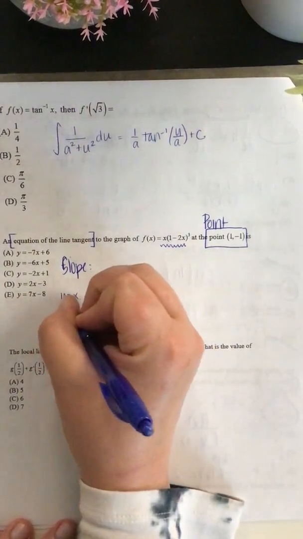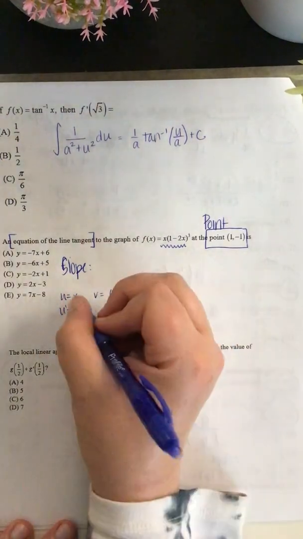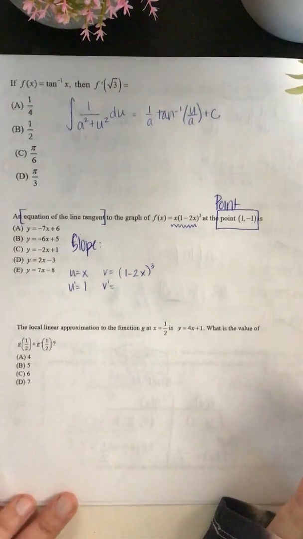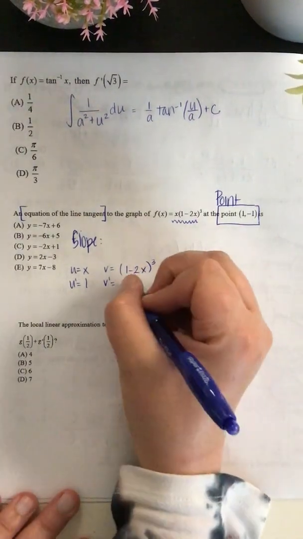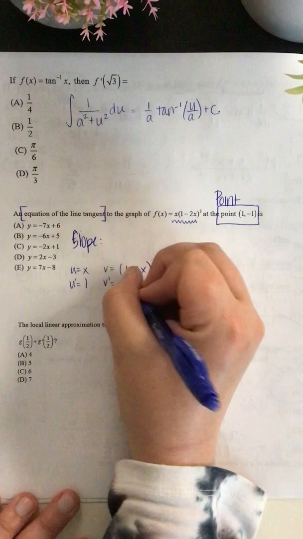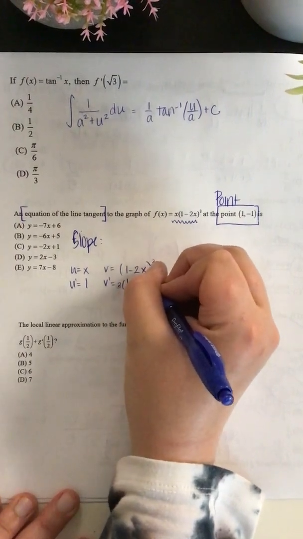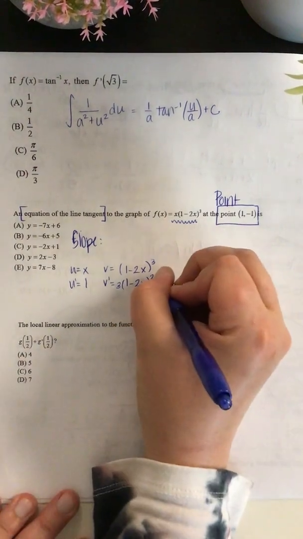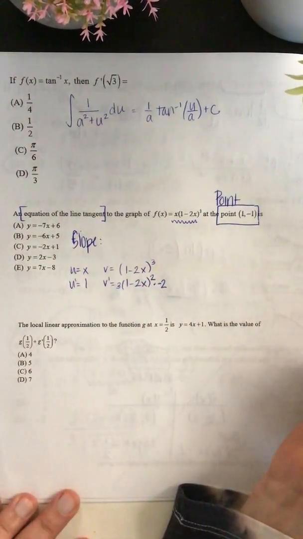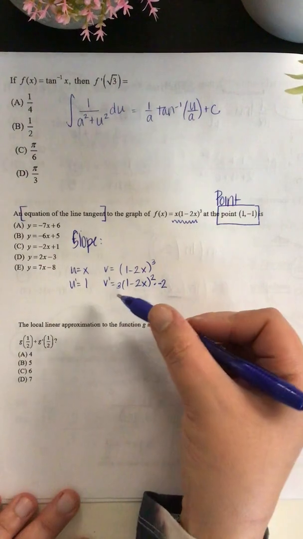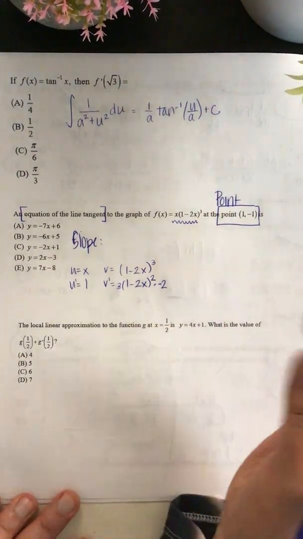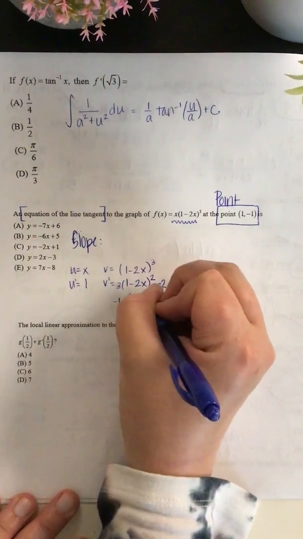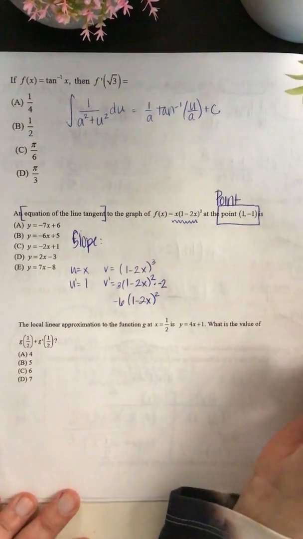So u prime of x would just be what? V prime, yep, would be? 3. Yes. 1 minus 2x. Yes. To the 2, and then times by negative 2, right? Yep. And then from there, if you want, you can be like, oh, the 3 and the negative 2, let me put that together and turn it into a negative 6. Okay, that step isn't really necessary, but you could do it.